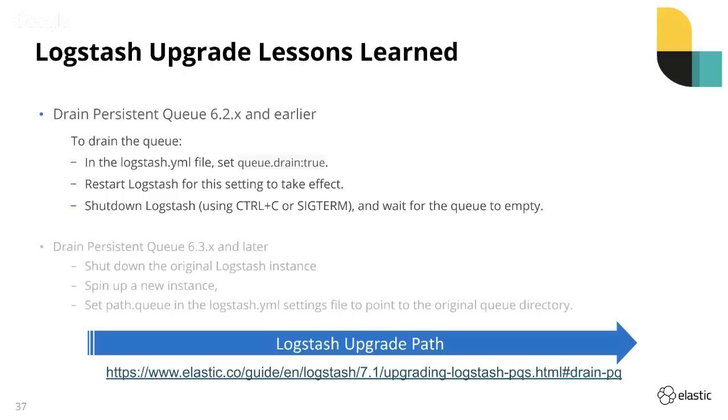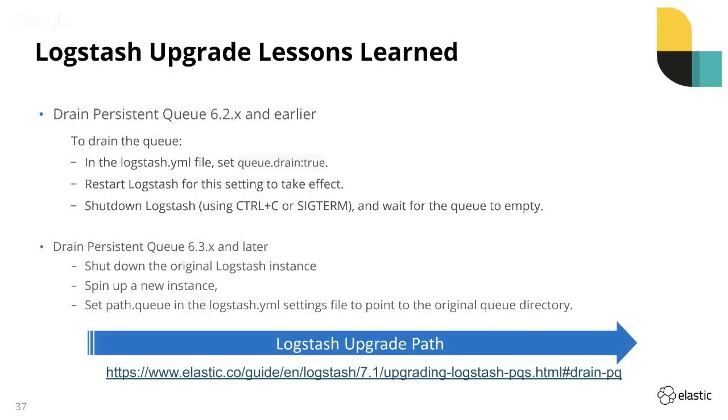One of the other things that we've seen when upgrading Logstash is we highly recommend draining the persistent queue. If you have a persistent queue in 6.2 and earlier, to drain the queue, in the logstash.yml file you can set queue.drain to true, restart Logstash for this setting to take effect, and then shut down Logstash using either Control-C or SIGTERM and wait for the queue to empty.